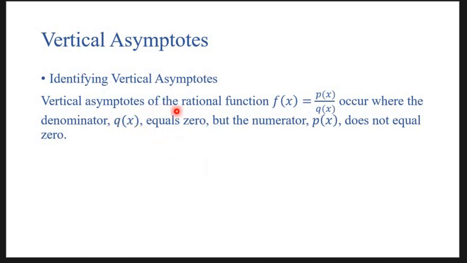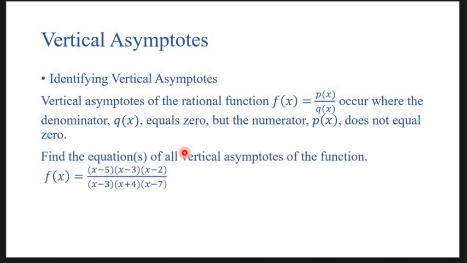So vertical asymptotes of a rational function f of x equals p of x over q of x occur when the denominator q of x equals 0, but the numerator p of x does not equal 0. That's different from a hole in the graph. A hole in the rational function occurs when the numerator and the denominator both equal 0. But this is saying they want the denominator to equal 0, but the numerator to not equal 0.